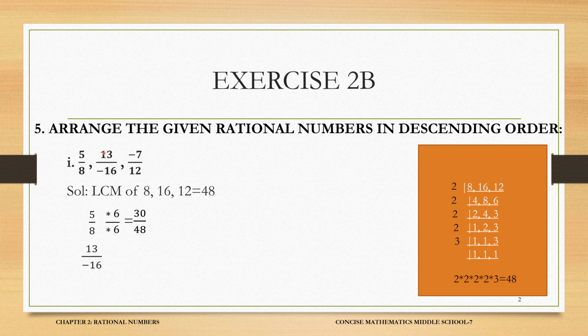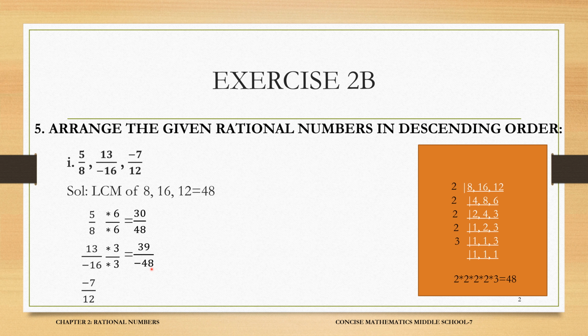Now write down the second rational number, that is 13 by minus 16. To make the 16 into 48, you have to multiply it with 3. 16 3s are 48. 13 into 3 is 39. 16 into 3 is 48. Minus into plus is minus 48.